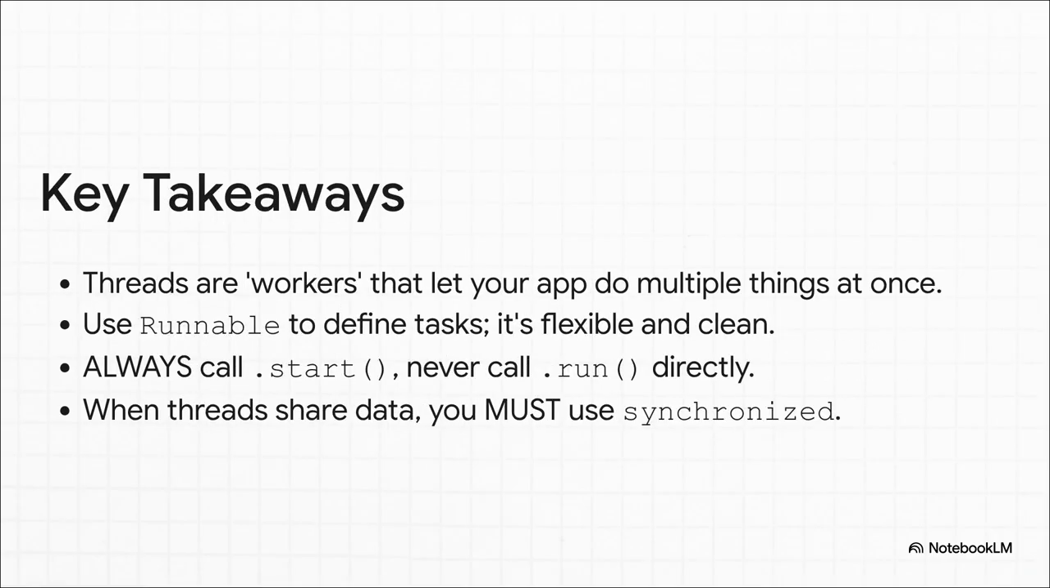All right, so let's boil this all down. What are the big takeaways here? First, threads are your background workers, and they're the key to a responsive app. Second, use Runnable to define the jobs. It keeps your code clean. Third, and this is the big one, always call .start. Never, ever, ever call .run directly. And finally, when your workers have to share data, you absolutely must use synchronized to keep things orderly and prevent chaos.